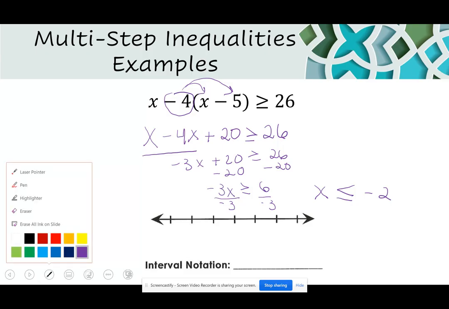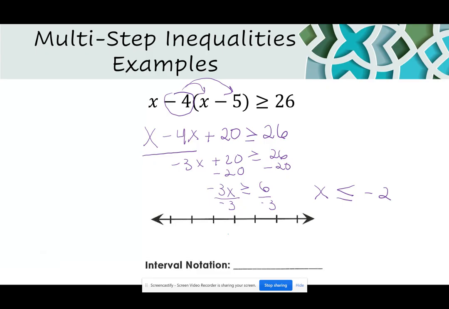I'm going to change my color to graph. So if we have negative 2, negative 1, 0, 1, negative 3, negative 4, we're going to find negative 2. This one is a closed circle because it's less than or equal to negative 2. So it is included in our answer. So we want everything that's less than this. Less than goes to the left because we want all these numbers that are smaller than negative 2.